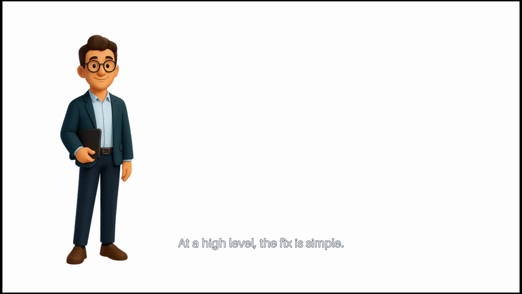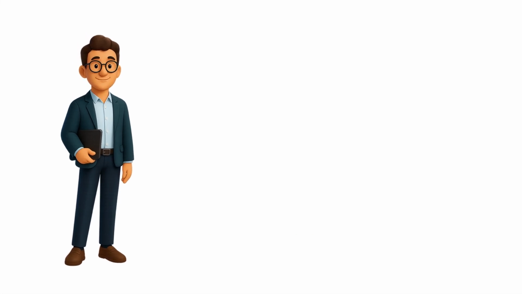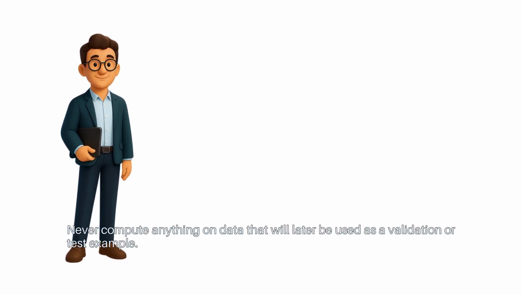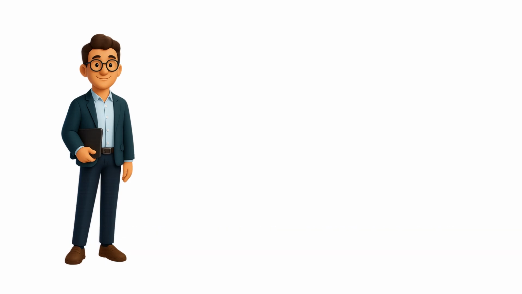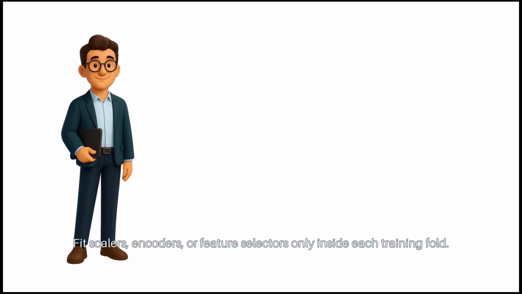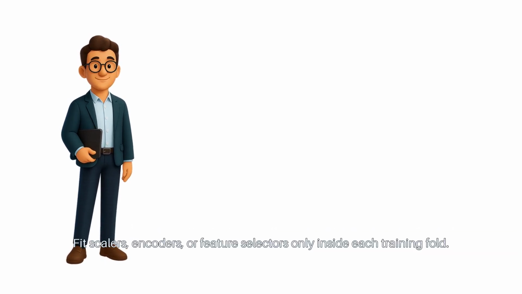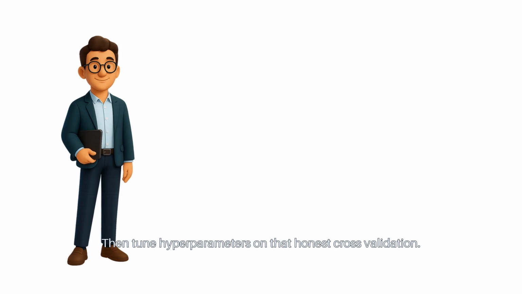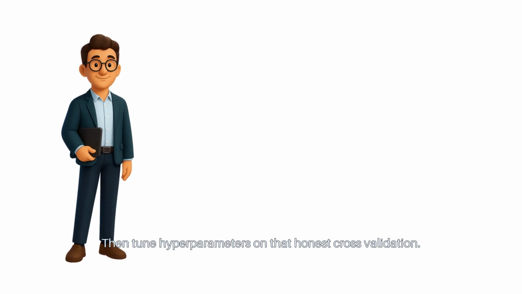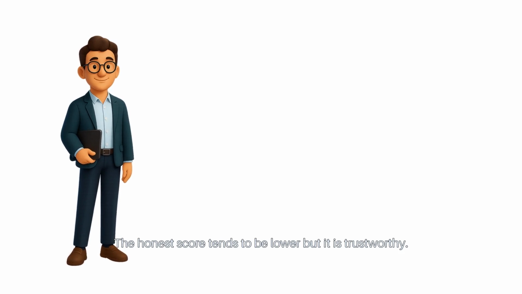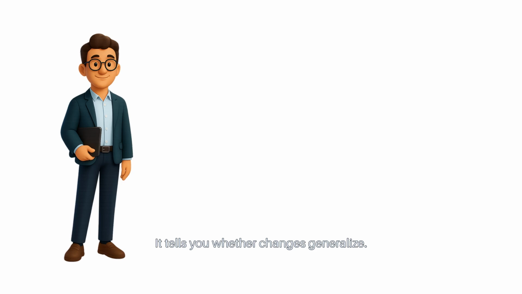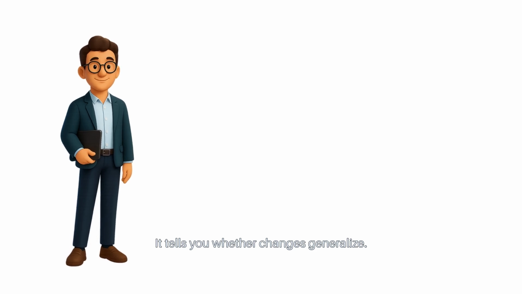At a high level, the fix is simple. Never compute anything on data that will later be used as a validation or test example. Fit scalers, encoders, or feature selectors only inside each training fold. Then, tune hyperparameters on that honest cross-validation. The honest score tends to be lower, but it is trustworthy. It tells you whether changes generalize.